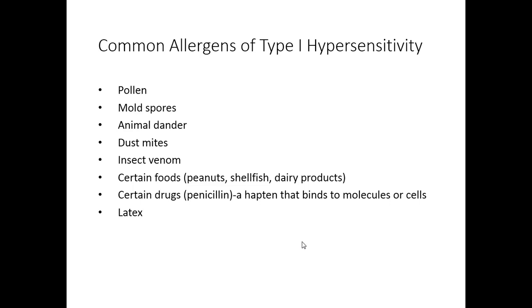Pollen, mold, animal dander, dust mites, venoms, certain foods, peanuts, shellfish. Wheat is another one we see. Some drugs, penicillin. A lot of people are allergic to penicillin because it was a little hapten that would bind to molecules and make it antigenic. And latex, that's something we worry about an awful lot in healthcare. And in fact, at this point, it's such a risky allergen that most things are latex free, as you know.